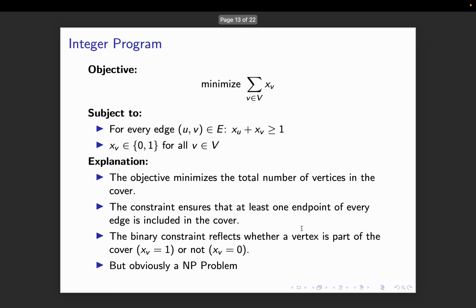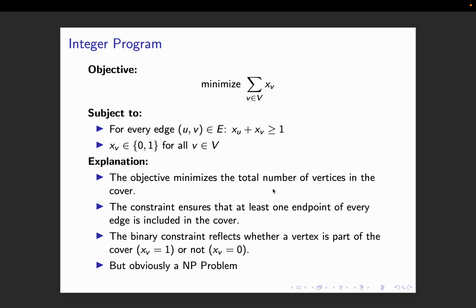So yeah, that makes sense. So here's the integer program. The objective is to minimize over all the vertices the sum of their indicator variables, subject to these constraints, such that for every edge uv, xu plus xv must be greater than or equal to 1, and xv is either 0 or 1 for all vertices.